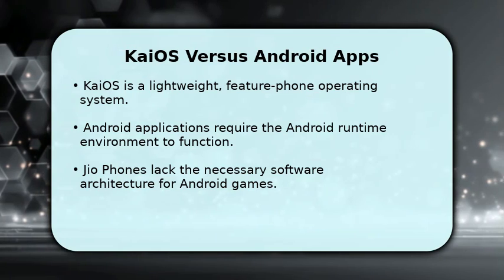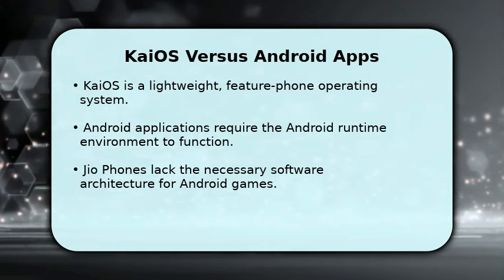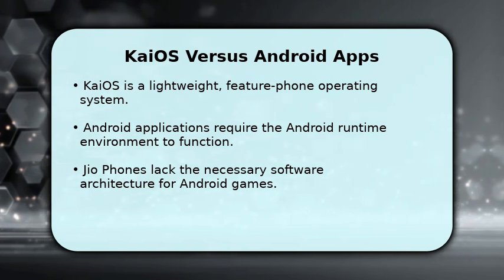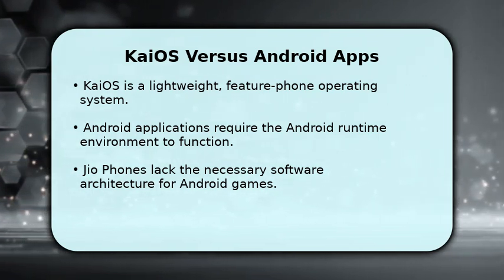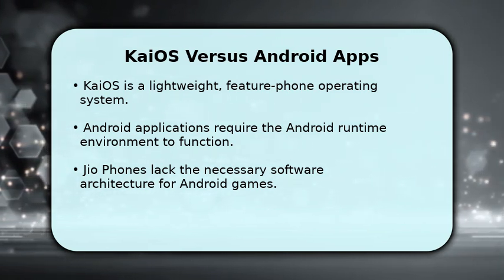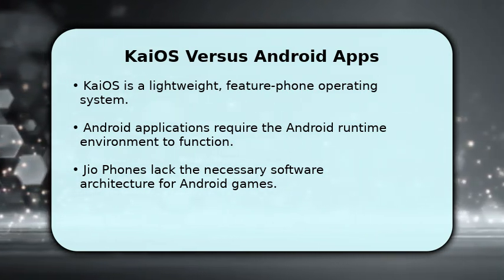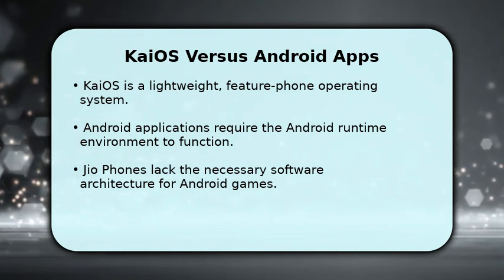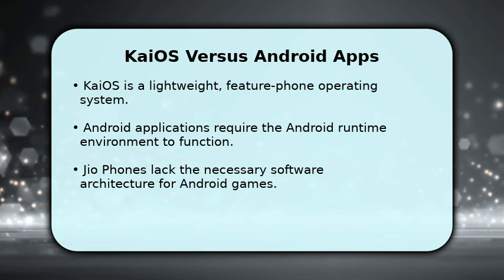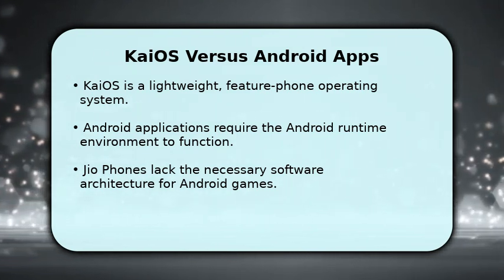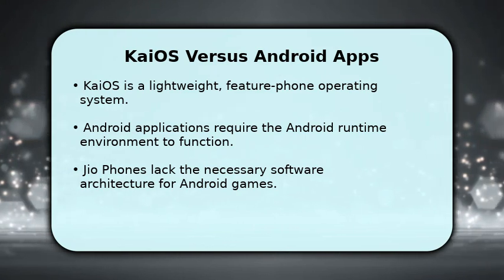The primary reason for this incompatibility lies in the operating systems themselves. Kai OS is a streamlined system designed for basic internet features and essential apps, requiring minimal resources. Android, on the other hand, is a much more robust platform with a complex framework that Android applications, including Subway Surfers, depend on to run. Your JioPhone simply does not possess this specific Android software architecture.